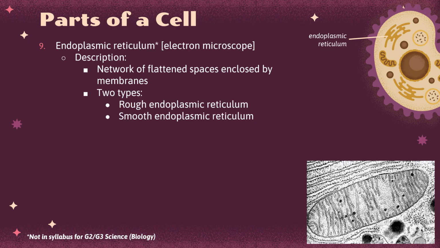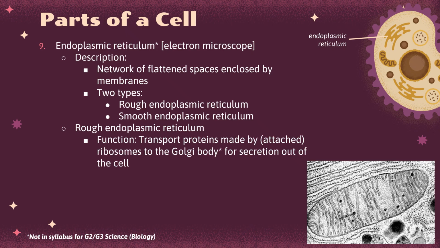Let me move on to the rough one first. The rough endoplasmic reticulum transports proteins made by attached ribosomes. The ribosomes are attached to the endoplasmic reticulum, and this gives it a rough appearance. The proteins made by the attached ribosomes are sent to the Golgi body for secretion out of the cell. The function of the Golgi body will be highlighted later.